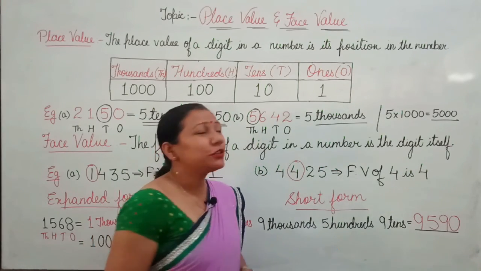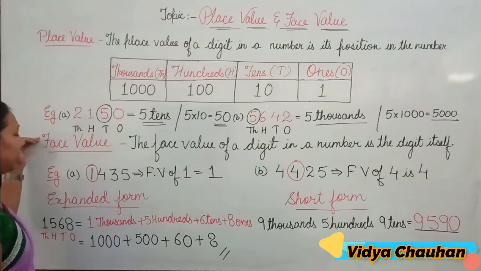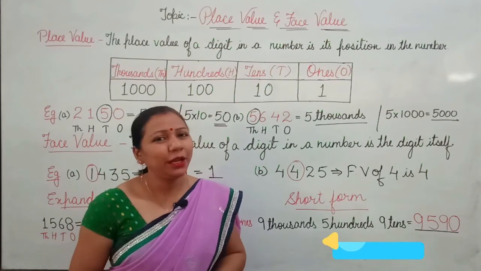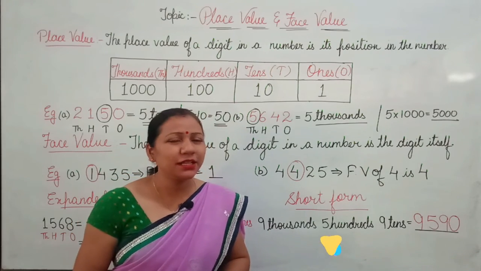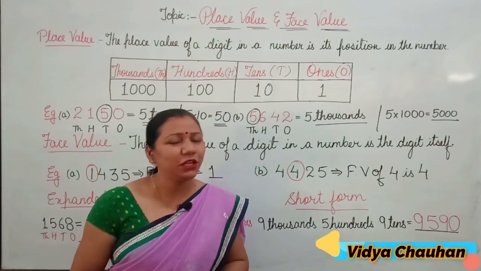Right, students? So this is how today we have discussed place value, face value, the expanded form and short form of any number. I hope you have understood the concept very carefully. Kindly go through your book exercise and complete it in your notebook.